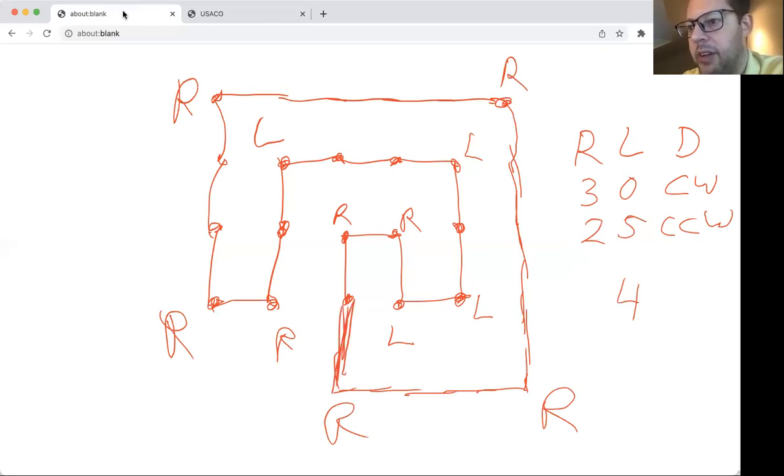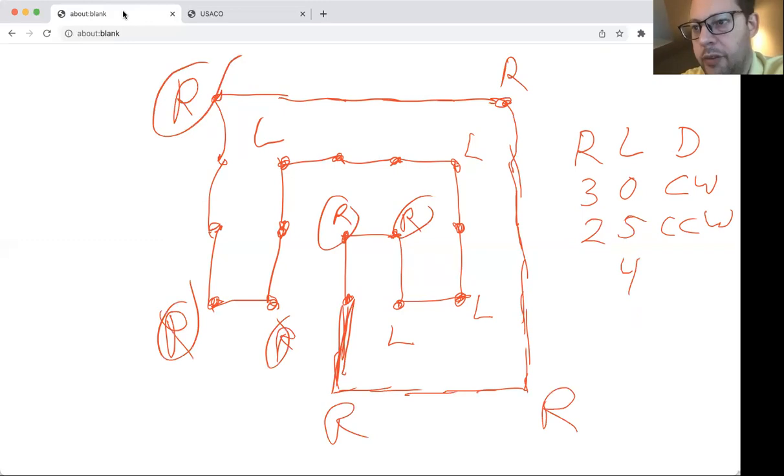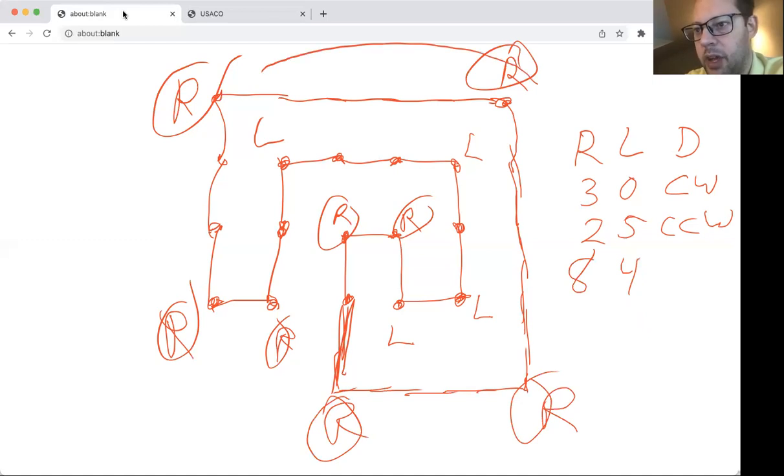So let's see how many rights and lefts I have. I now have 4 lefts. Let me write that up a little higher. I have 4 left turns. I have, let's count them, 1, 2, 3, 4, 5, 6, 7, 8 right turns. And this, I think, is mostly a clockwise fence again, clockwise.